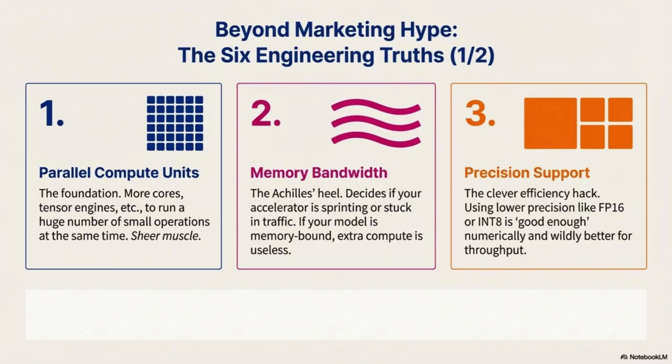We're talking about lower precision like FP16 or even INT8. And it's good enough numerically because for inference, the model weights are already fixed. You don't need all that precision you needed for training, so you can drop to 16-bit or 8-bit, which takes less power, less silicon, and you don't really lose much accuracy in the final result. Wildly better throughput. Wildly better.